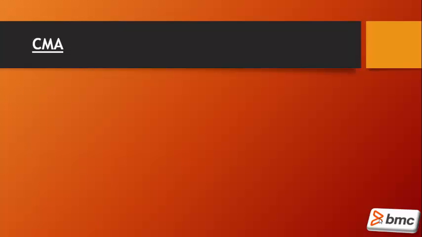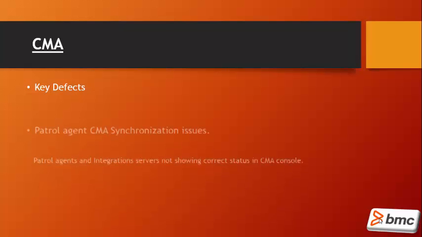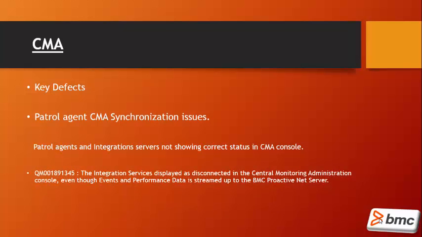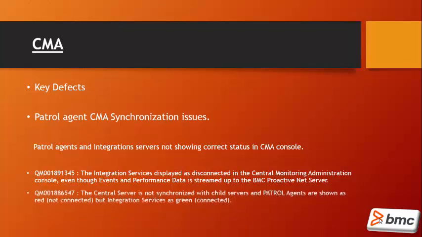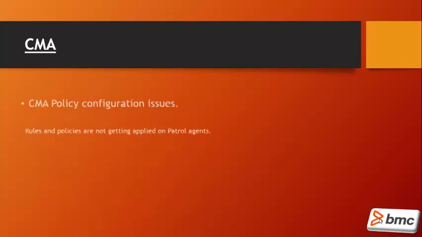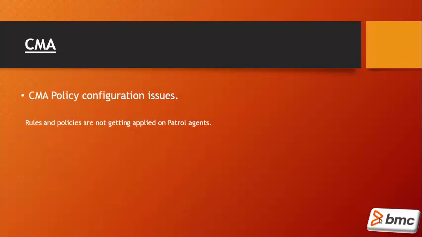Moving on to the second component now, which is CMA. In this, we have fixed the key defects with integration service and patrol agent synchronization. Listing a few defects which can cause major impact: QM345 addresses the inconsistency in showing the status of the integration service in the CMA console. QM547 fixes synchronization issues observed between cell and child servers affecting the actual status of the integration service and patrol agents. We have also seen CMA policy configuration issues where rules and policies are not getting applied frequently on patrol agents.